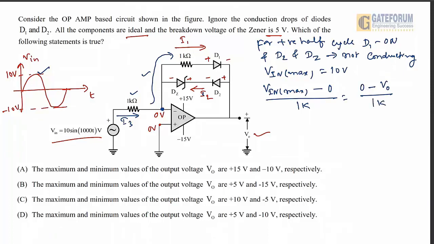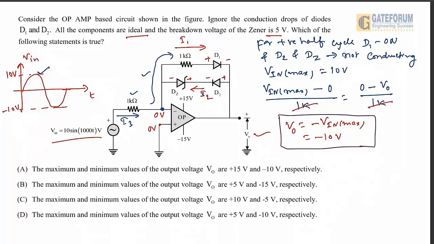So this 1K gets cancelled, and we get V output is equal to minus V in max. Here V in maximum value is 10 volt, so the output will become minus 10 volt, because for the positive half cycle the positive input is given to the inverting terminal of this op-amp. That is the reason it will produce the inverted output as minus 10 volt. So one parameter we got here: for the positive half cycle, if the input maximum value is 10 volt, then the output will have minus 10 volt.